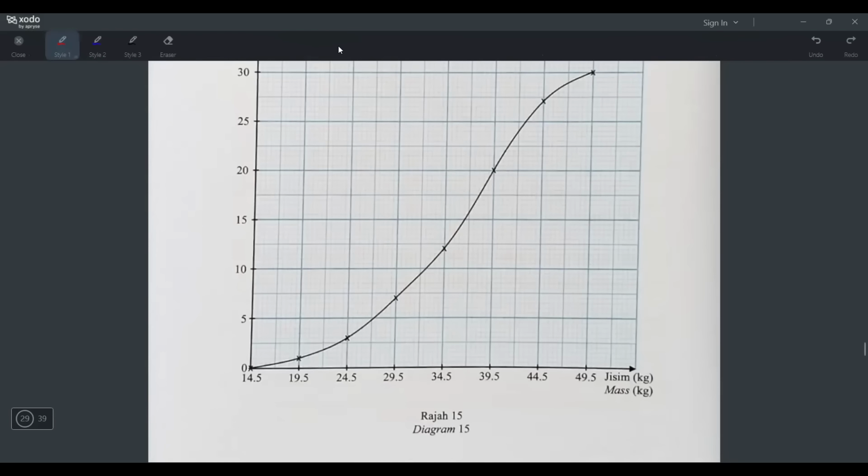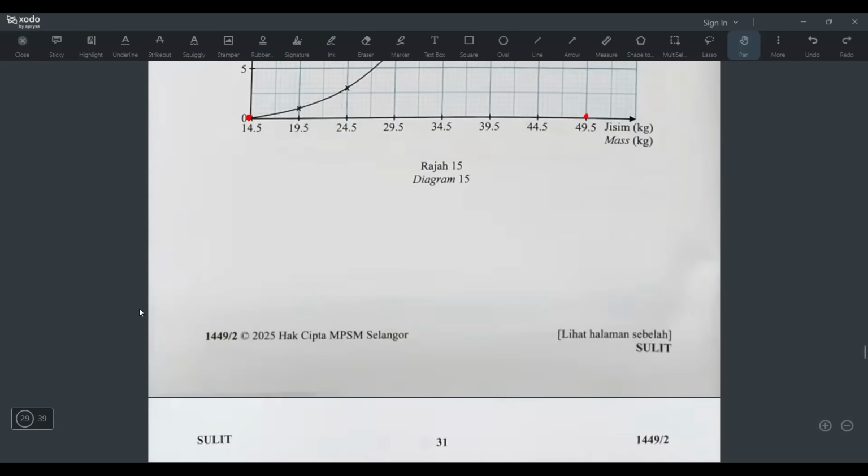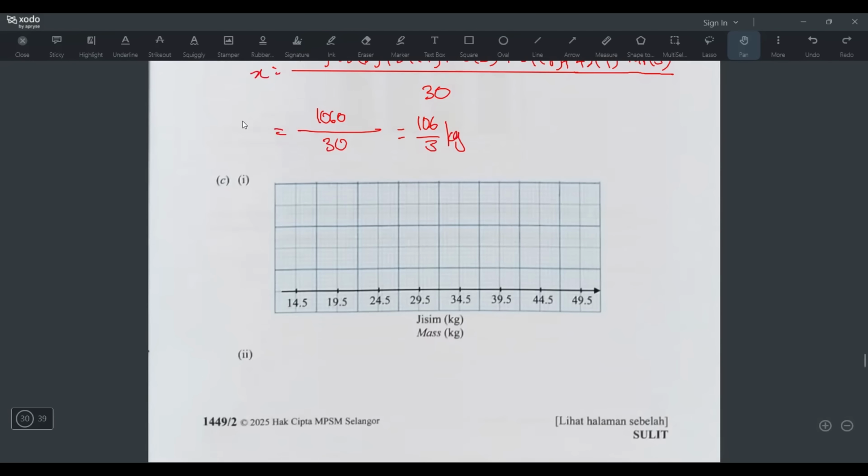You will choose the ogive start point. So this is the start point, and then the end point, that's the maximum, 49.5. So we can straight away go to 14.5, 49.5, and put a point there. So 14.5 and 49.5. Yeah, this is the minimum and the maximum.